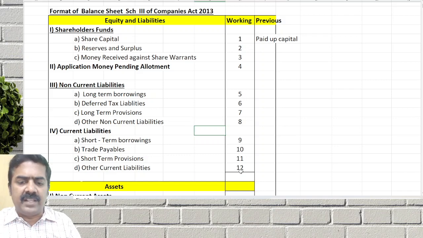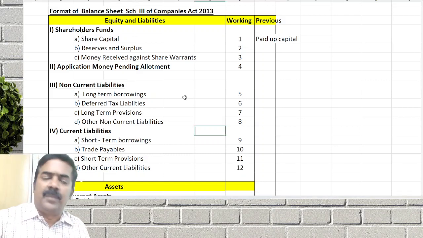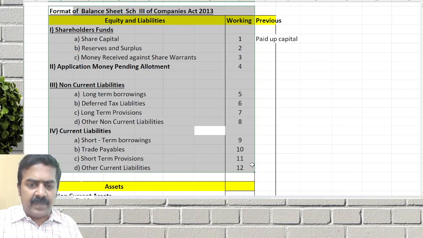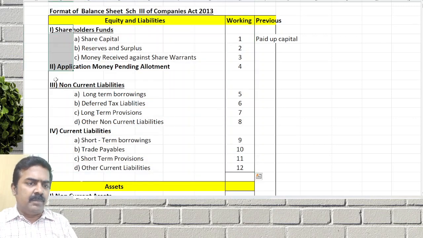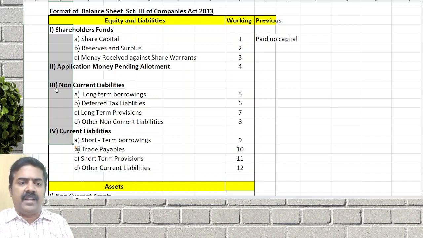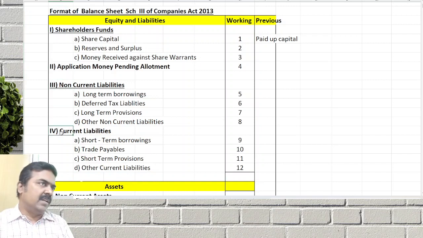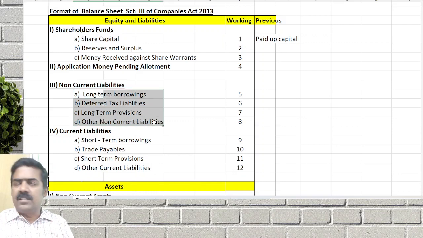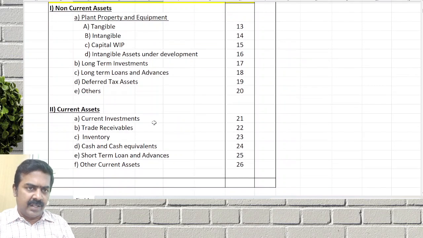We'll begin with revising which one? The final accounts first, then we'll go to amalgamation. This is a format of balance sheet, where the main headings are compulsory in the exam. Shareholders' funds, application money pending allotment, non-current and current liabilities. Subheadings, if there are adjustments, you will show that, otherwise not required.